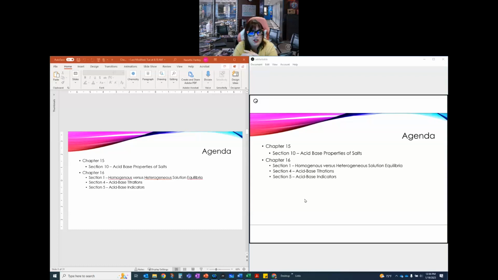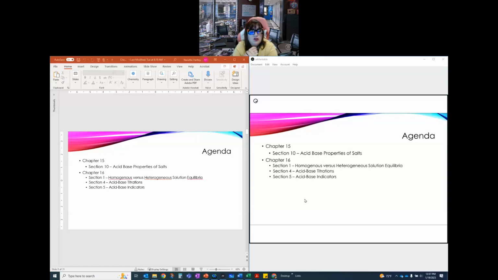I'll go through the agenda of what we're going to talk about. First, we're going to talk about the acid-base properties of salts. Looking back at conjugate acids and conjugate bases, we want to be able to identify those so that we can know what they might do in solution. So we need to be able to predict the acid-base properties of salts. We're going to do that.